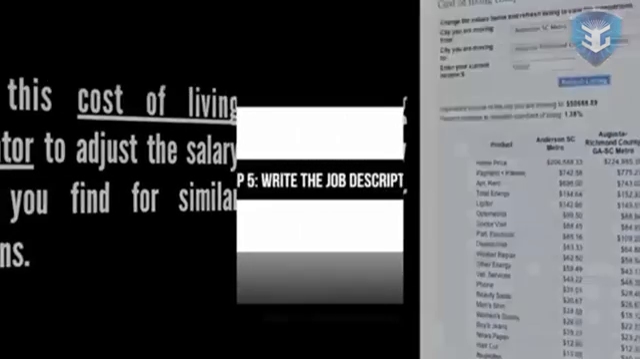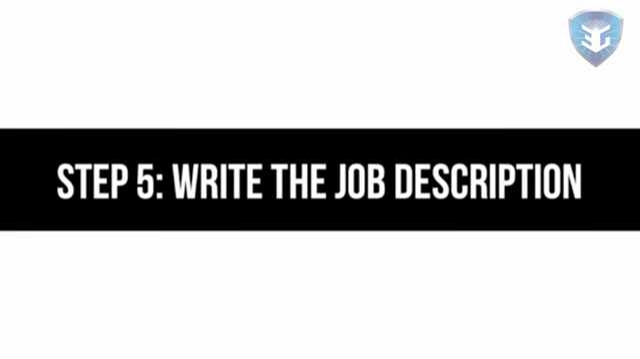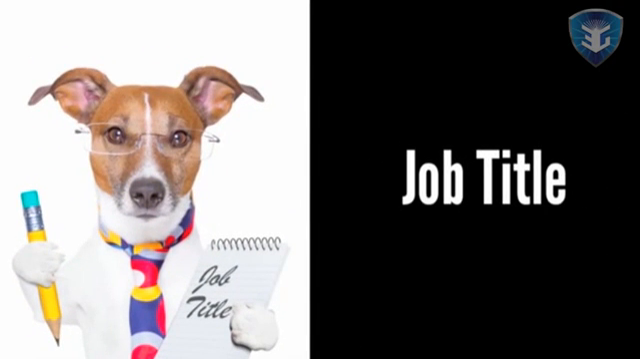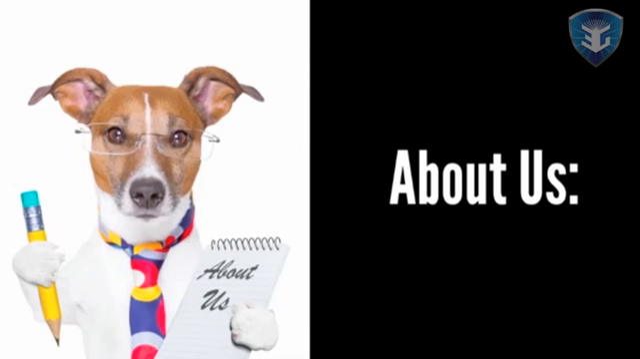Step 5, write the job description. Here is how it should be broken down. Job title. Be as specific as possible with the title. For example, let's say you're a plumbing company that sells to businesses in the Northeast and are seeking a sales manager. A bad job description title for this role would be Sales Manager. A better title would be Northeast Regional B2B Sales Manager, Plumbing Supplies. About us. Clearly and concisely outline what your company does and why someone would want to work there.